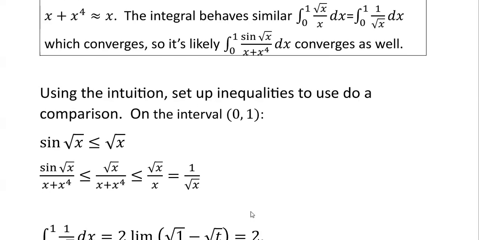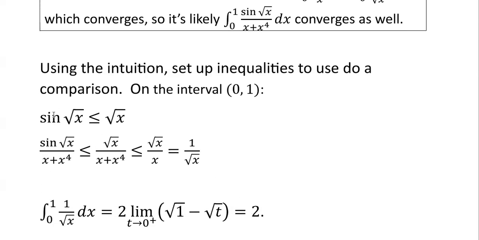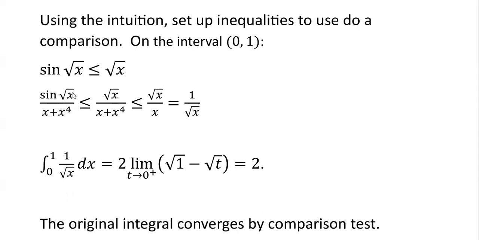Once again, we just need to know this first of all. That's the prerequisite: even just sine of x is less than or equal to x. So sine of square root of x would be less than or equal to square root of x as well. Then we divided both sides by x plus x to the fourth, and we set up one more inequality. And I showed my work that the integral from 0 to 1 of 1 over square root of x dx converges right there. So therefore, since our guy is even smaller than this guy over here, our guy is going to converge as well, since the bigger guy converged.